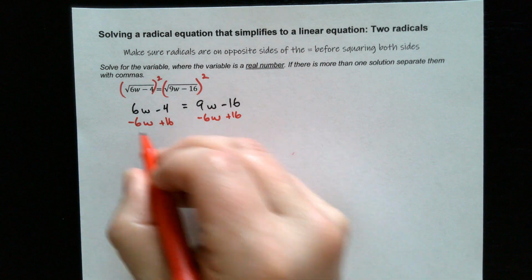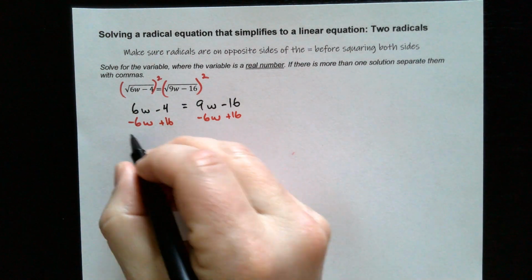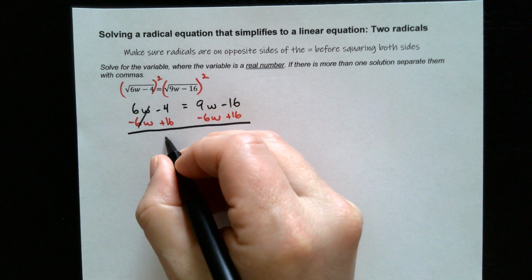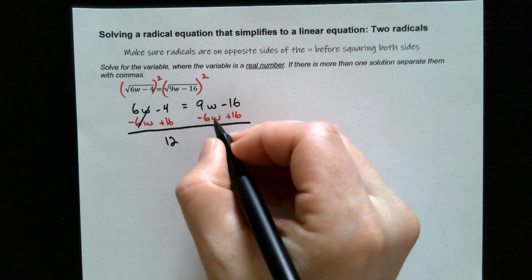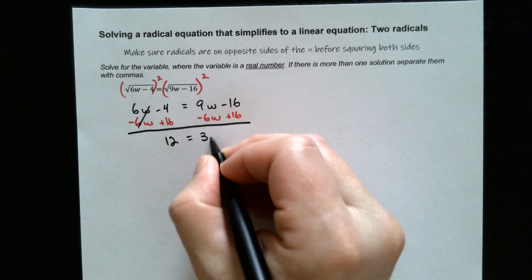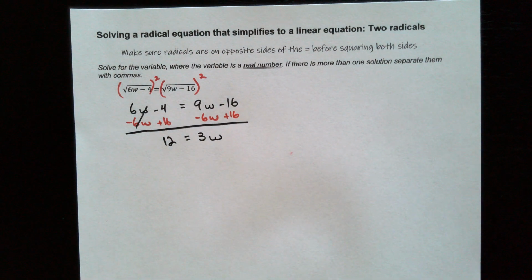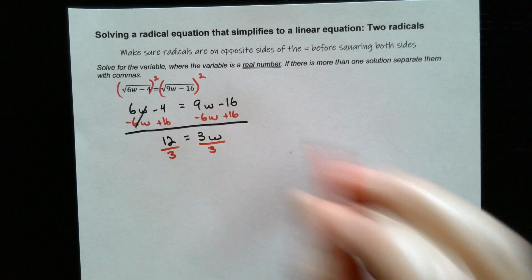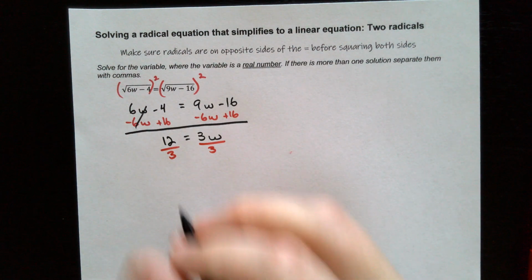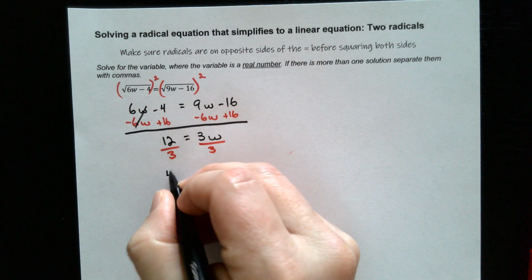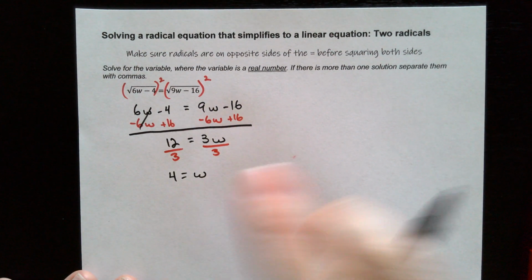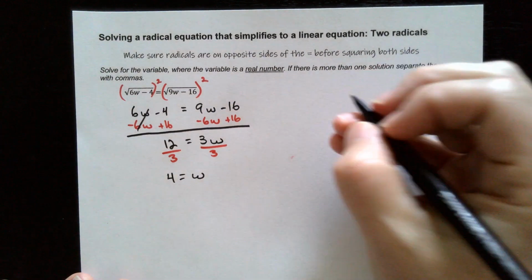Okay, so that will give me, see, this goes away. 16 minus 4 is 12. 9 minus 6, that's 3, so 3w. And then this goes away, we could divide by the 3, and we get our potential solution. 12 divided by 3 is 4, so 4 is equal to w. Now, to make sure that that works, we need to plug it back in real quick and make sure that it gives us a true answer.